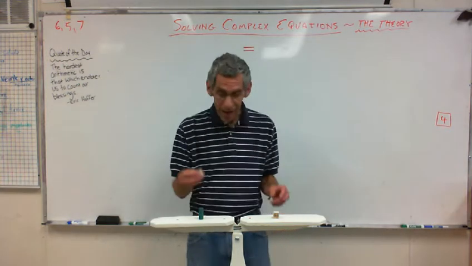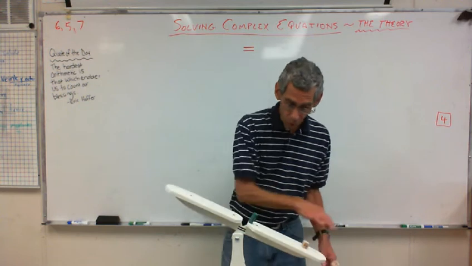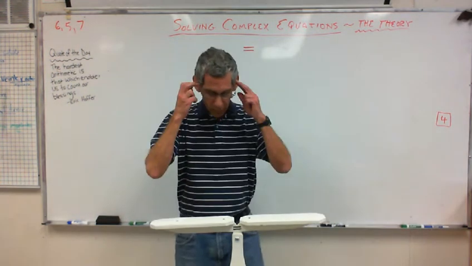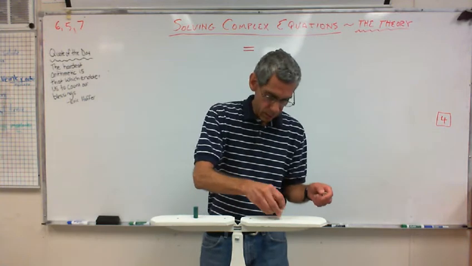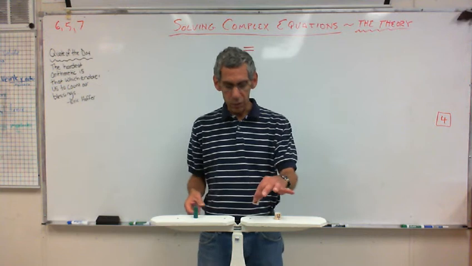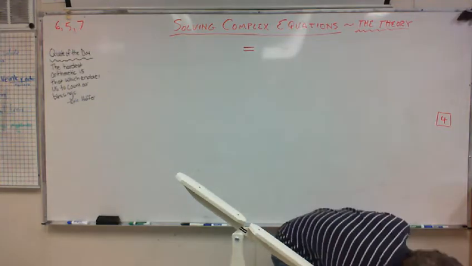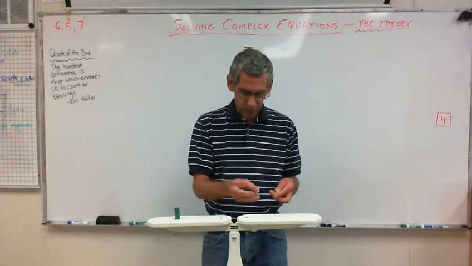Now if I add 5 to this side, it should stay in balance, right? Oh, shoot. That did not work. I don't know what happened. We had 4 here. Maybe if I put it closer over here. Let's see what happens. Oh my gosh, that did not work. Why is this not working? Can somebody explain to me why this is not working?